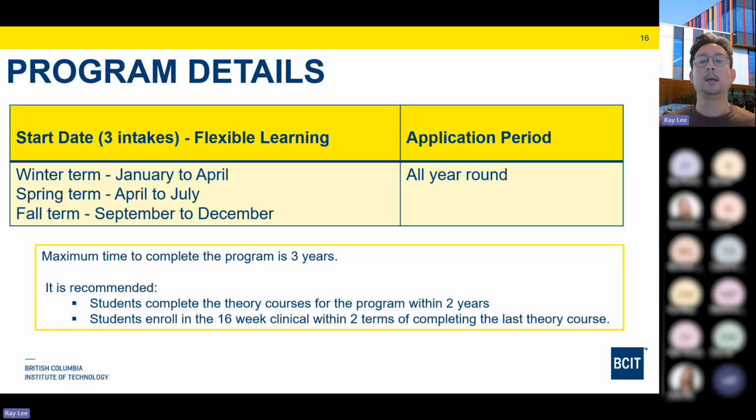This just ensures that you are completing your didactics and your clinical within a reasonable time frame with minimal gaps. Even though it is a flexible learning program where we like to be flexible in terms of delivery, if you need a term off or a term break, we still want to work that in, but we just want to make sure that to be entry to practice and you're ready to sufficiently do the job that we do allow a maximum of 3 years to complete the advanced certificate program. And then you register into your clinical, 16-week clinical within 2 terms of completing your last theory course.